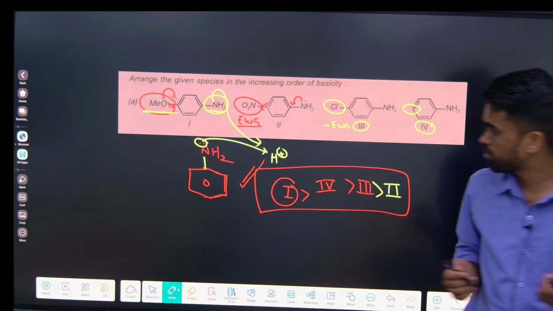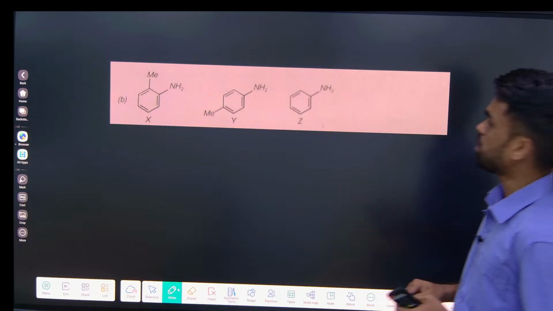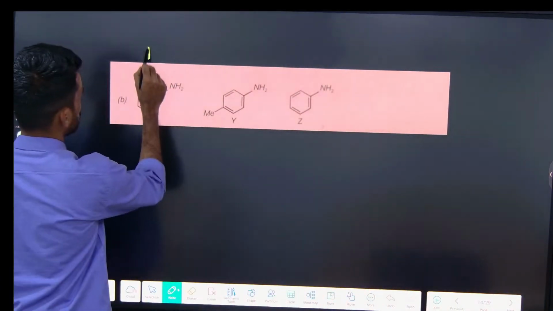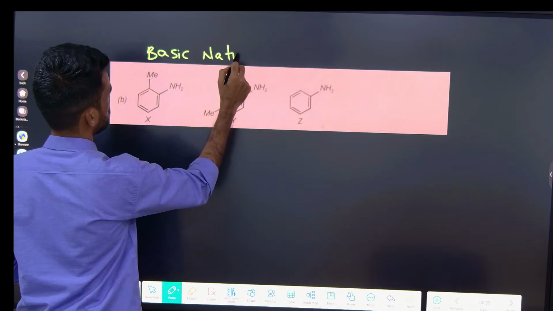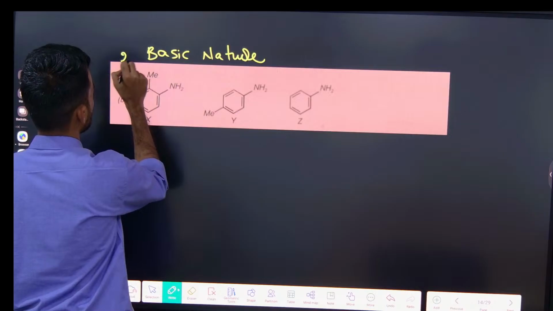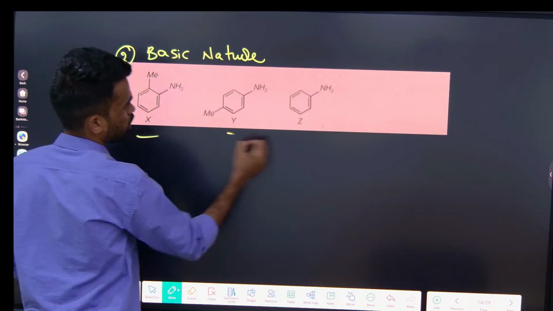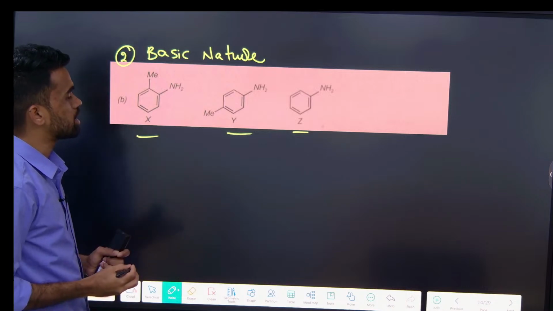Right, let me give you one more question. Tell me the basic nature order for the given compounds. Basic nature order for this second question. Okay, so X, Y, Z are the 3 compounds they have mentioned. Now which is more basic they are asking.